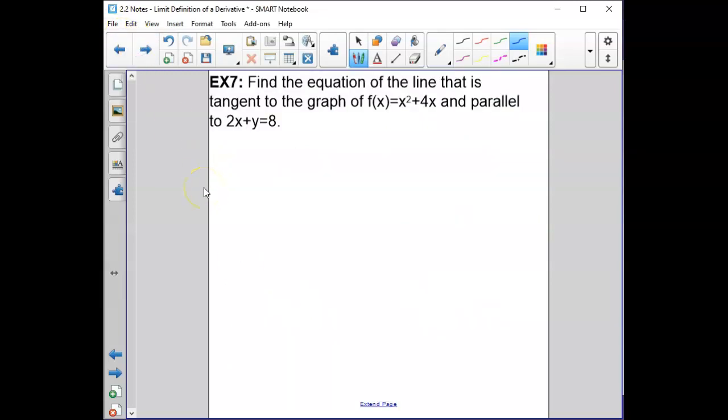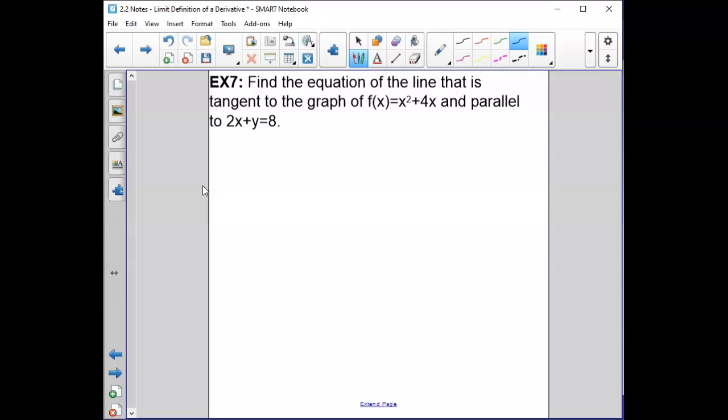Now, let's look at a problem where you're going to have to use that other limit definition of a derivative. This question asks us to find the equation of the line that is tangent to the graph of f of x equals x squared plus 4x and parallel to 2x plus y equals 8.